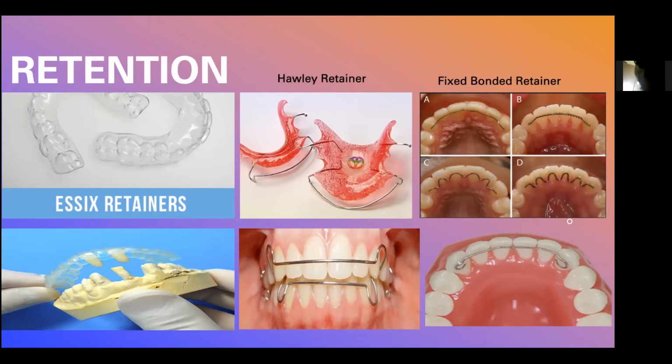And then we have the fixed bonded retainer, which is the third form of retention component, which is used primarily in adults, because in adults our jaws are fused already. And when we have orthodontic treatment, we're more likely to get relapse. So we use fixed bonded retainers on adults, and there are various different types of wires and various different types of designs that we can use for adults as well.